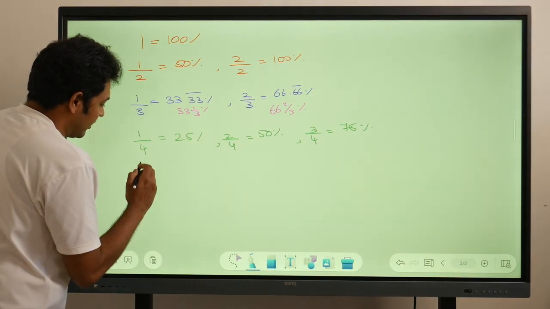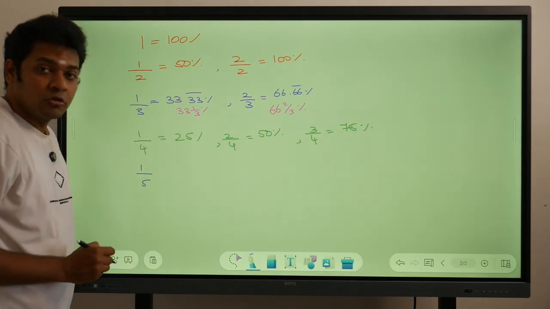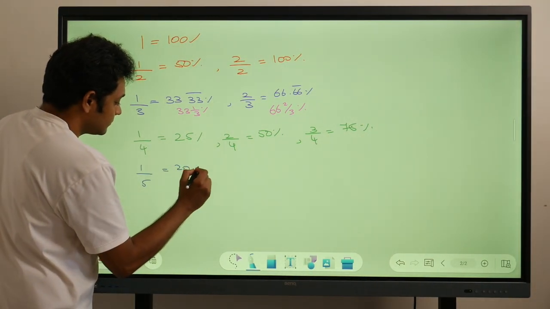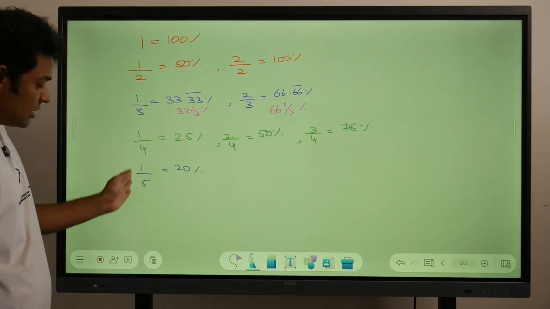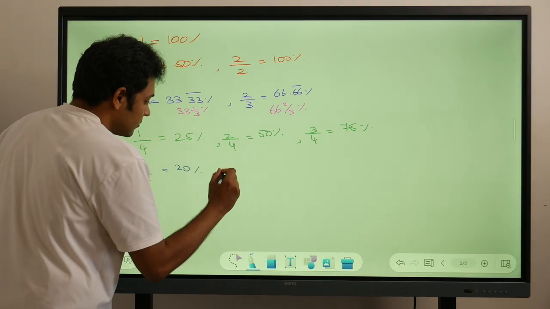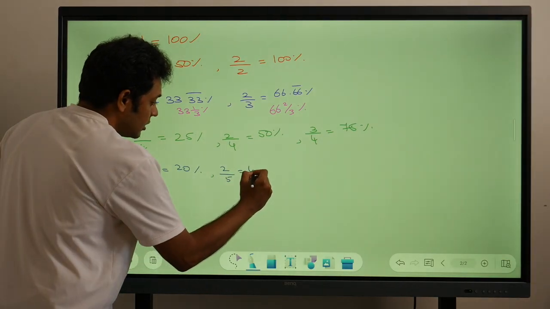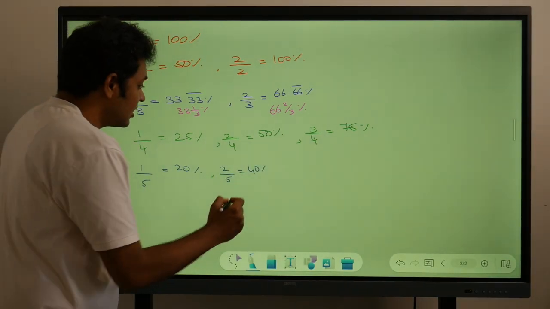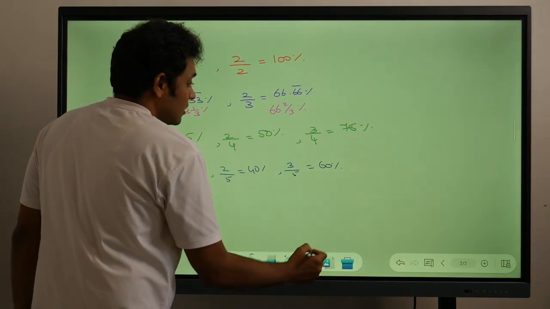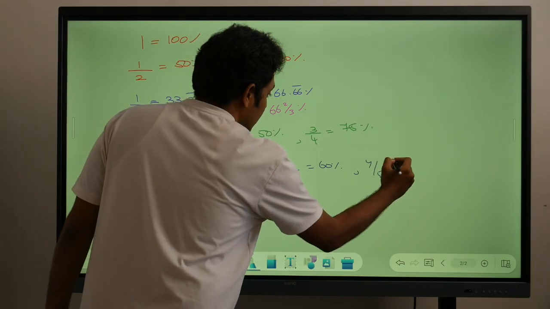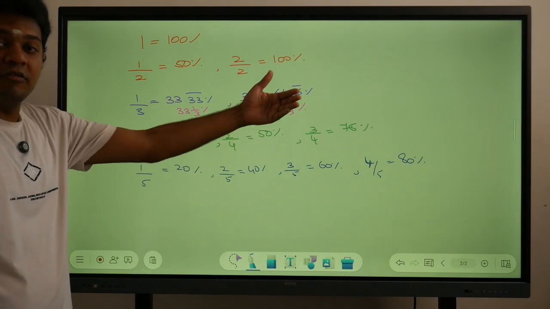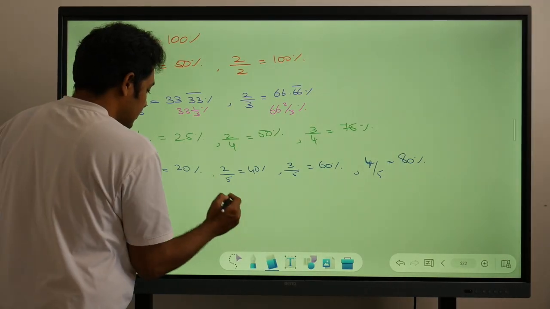Now, next thing, we'll have 1 by 5. What is 1 by 5? 100 divided by 5, which is 20%. Right, you multiply by 100%, right? So 100 by 5 is 20%. If 1 by 5 is 20%, what will be 2 by 5? Double of it, 40%. Similarly, 3 by 5, 60%. Next, 4 by 5, 80%. 5 by 5 will be 100%.